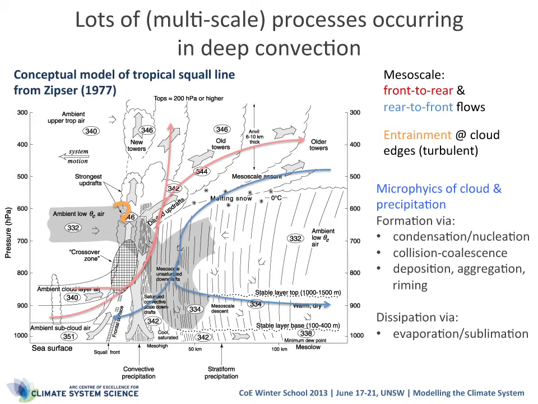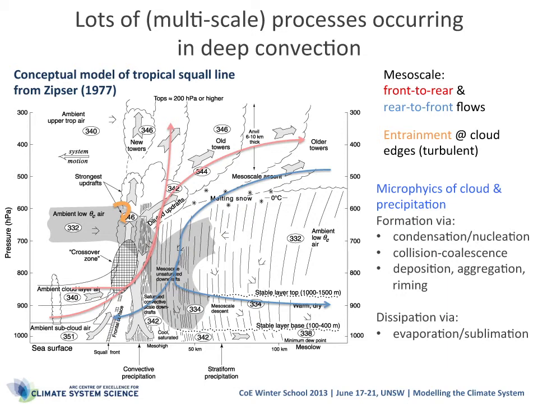You have microphysical processes going on. This is related to cloud formation and precipitation formation. All these processes such as condensation, nucleation, collision, coalescence, deposition, aggregation, riming, all occur mainly in the stratiform region as well as in the convective region. And then you've got dissipation of cloud via evaporation or sublimation of the ice particles.